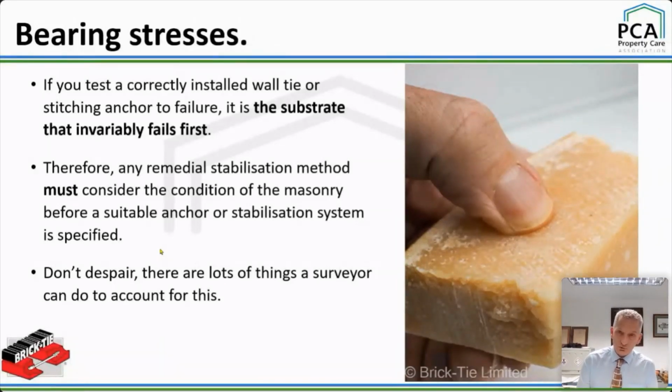It's always the structure that fails first. It's never the fixing or the tie, because you've got a hard thing pulling through a soft thing. You cut cheese with a cheese wire, and to some extent, remedial wall ties, helibars, various things. If you overload them, they will just cut through the bed joint. They won't hold the wall up.